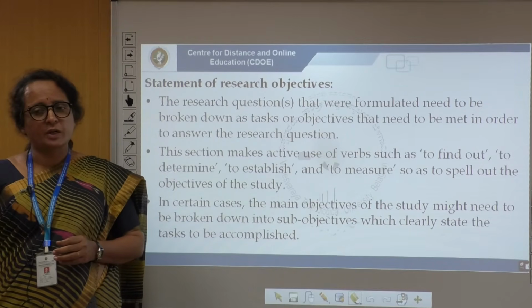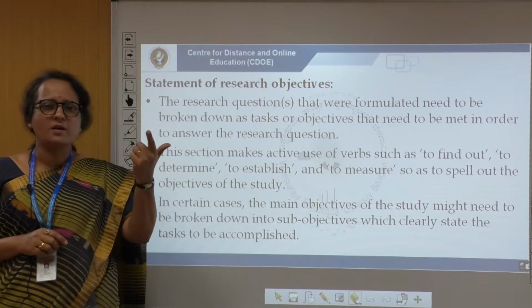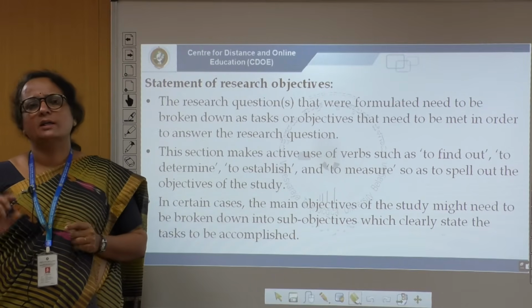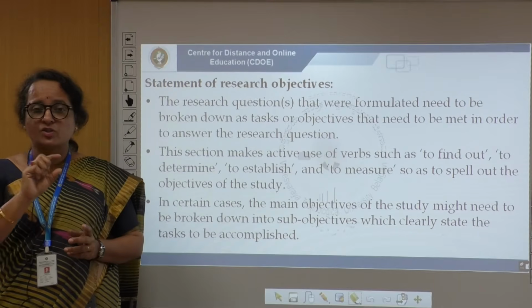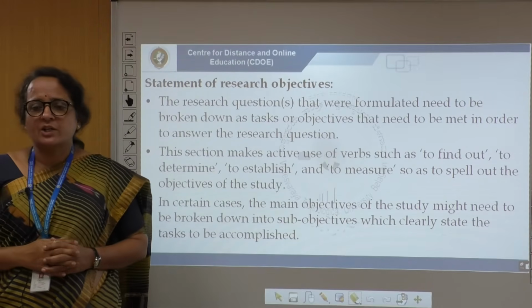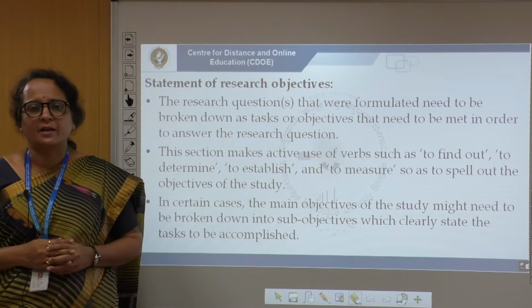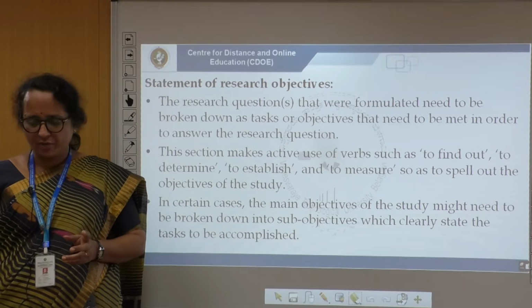Research questions that were formulated need to be broken down into objectives. For one research question, there could be one objective or more than one objective. For each research question, the researcher has to formulate research objectives. This section makes active use of verbs such as to find out, to determine, to establish, to measure. So clearly we have to define the objectives.